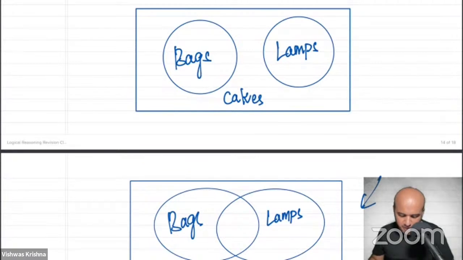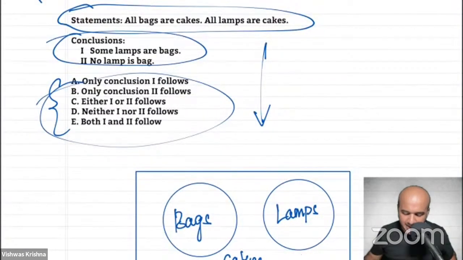Now let us look at the conclusion. Some lamps are bags. Based on the first diagram, this is not the right conclusion, because there is no common element between bags and lamps. The second conclusion is no lamp is a bag. So this statement is obviously correct based on the first diagram. Based only on the first diagram.